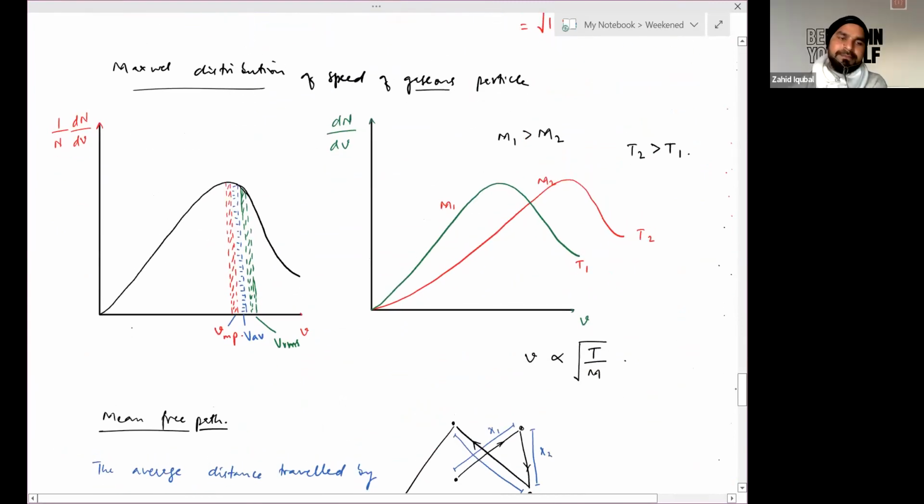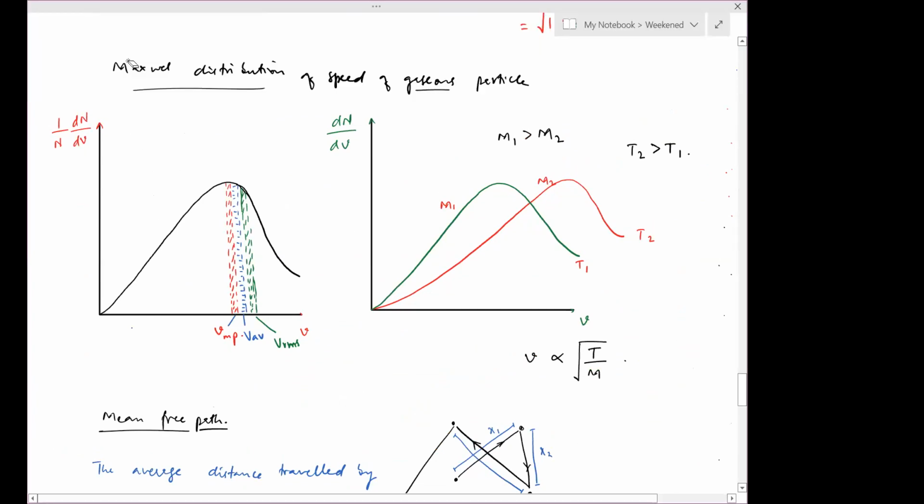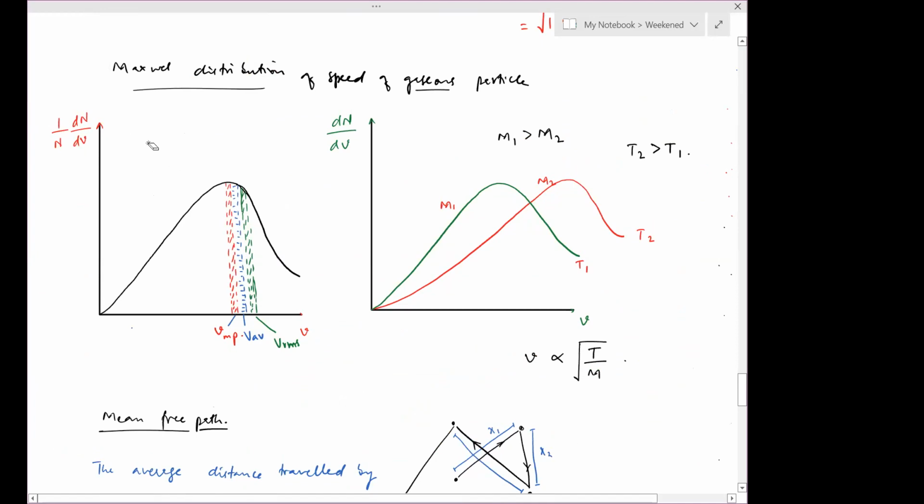This part? Yes, sir. Tell me your doubt regarding this particular graph, or should I explain this whole? Oh, whole thing, sir. Okay.